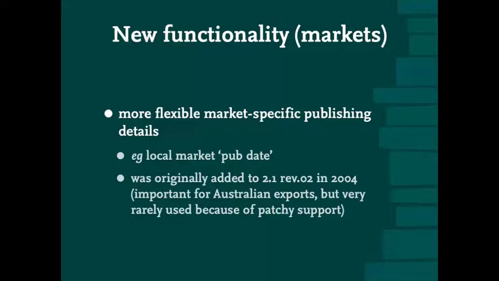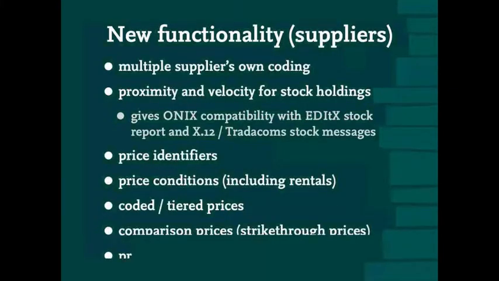New functionality for suppliers. Suppliers' own coding is useful. That's a code that's applied by the distributor or by the wholesaler. They sometimes provide lists of their core books. These are the ones they expect to sell most, and that can be included in ONIX 3. ONIX 3 gives you a certain amount of compatibility with X12 stock reports. So how many copies does the distributor have in stock, and how many copies are selling per week. And you can do that in ONIX 3, but not in 2.